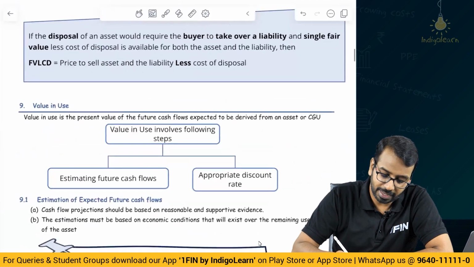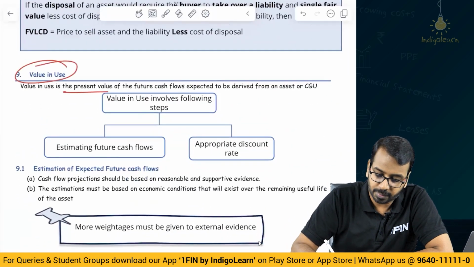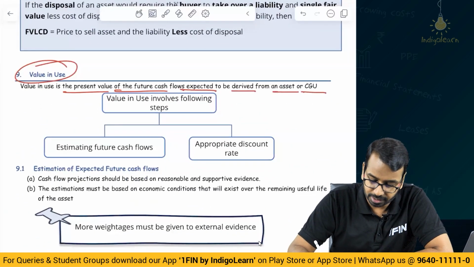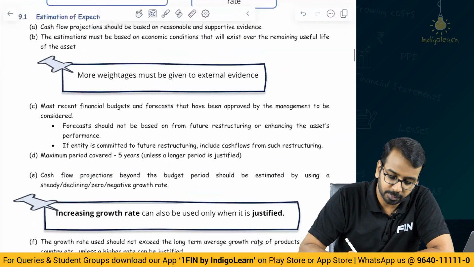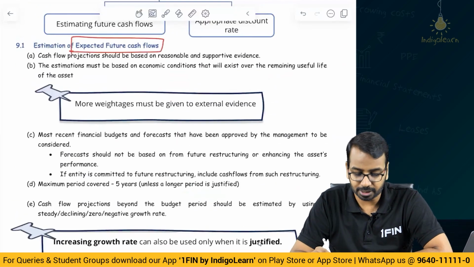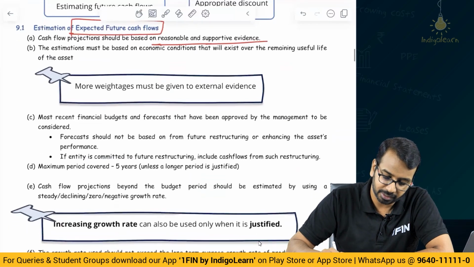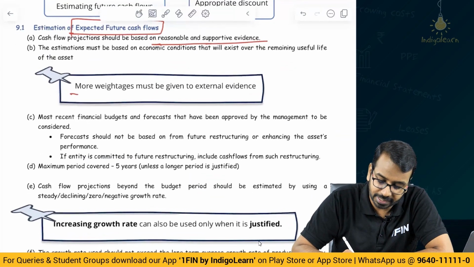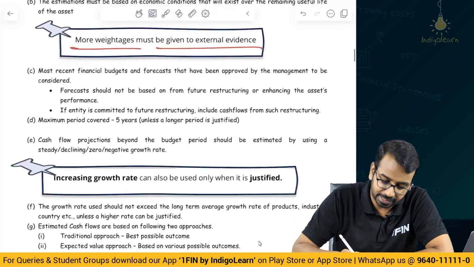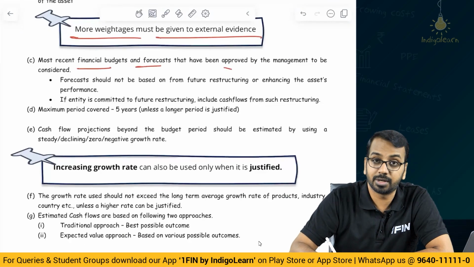What is value in use? Value in use is the present value of future cash flows expected to be derived from the asset or cash generating unit. Now, there are a few things you have to be careful about when calculating the expected future cash flows. You have to see that the evidence is reasonable and supportable. Then you will give higher weightage to external evidence. Then you can use financial budgets and forecasts that have been approved by the management.